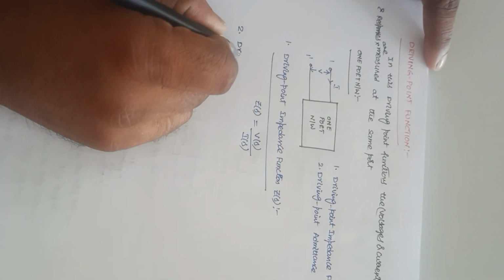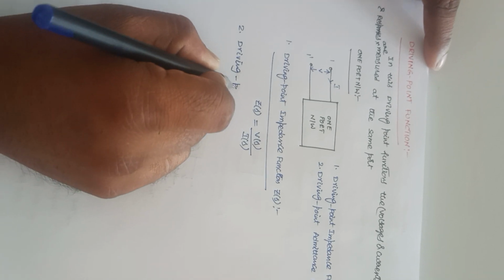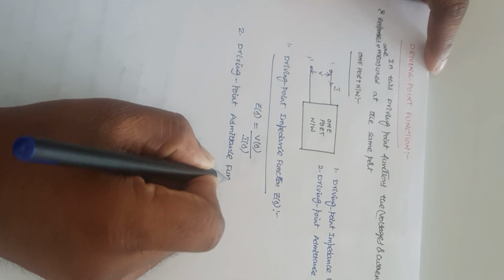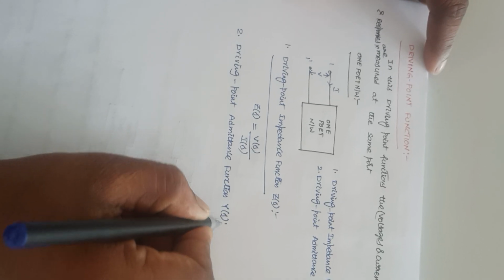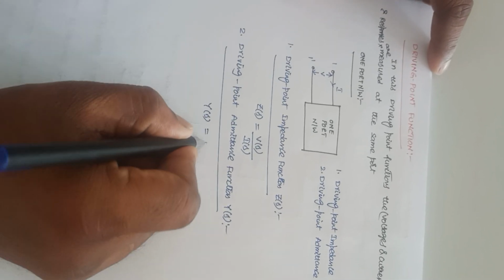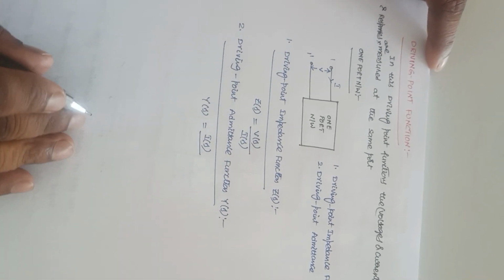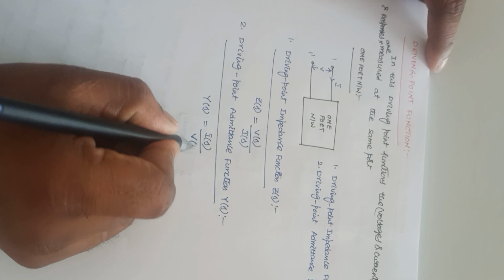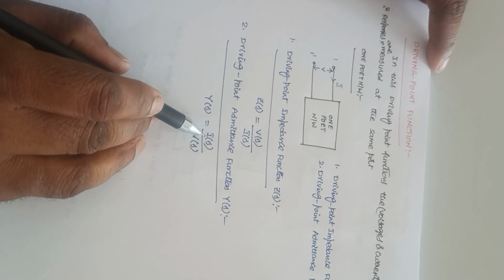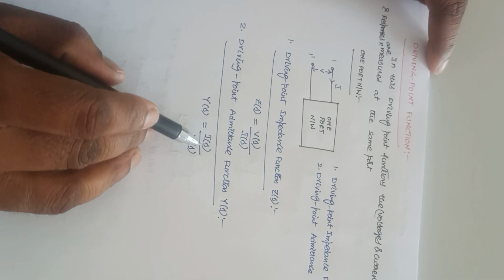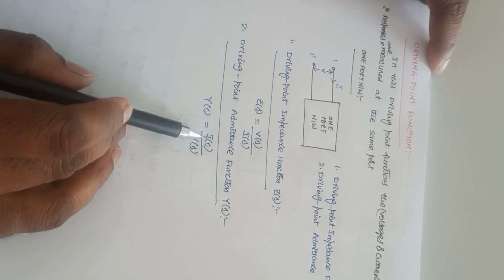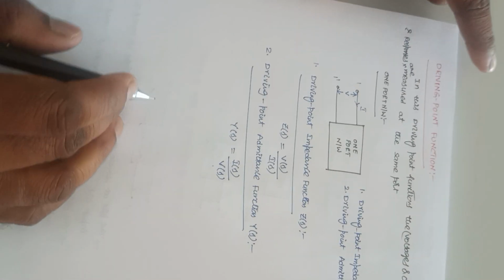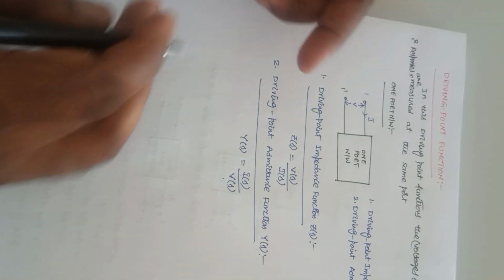Second one is driving point admittance function. Normally it is denoted with Y of S. So this Y of S is equal to the ratio of current transform, that means I of S, at port 1 to the voltage transform at the same port, at port 1 itself. Next, so it is about the one port network driving point functions.